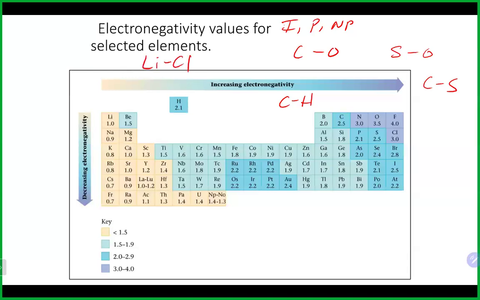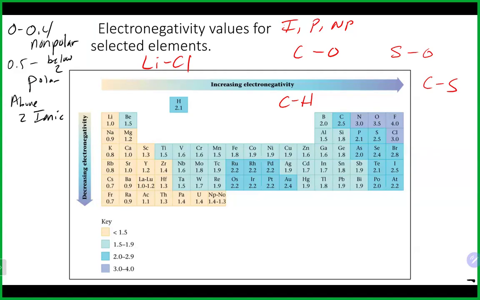All right, take a moment to calculate the difference in electronegativity and determine whether each of those bonds is ionic, polar, or nonpolar. If it is a polar bond, draw the arrow pointing in the right direction, the dipole arrow.